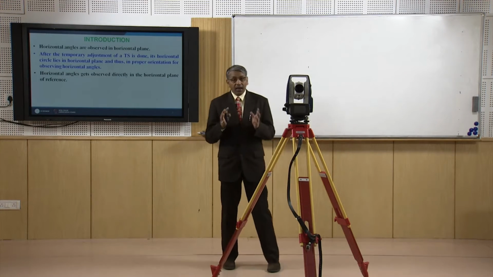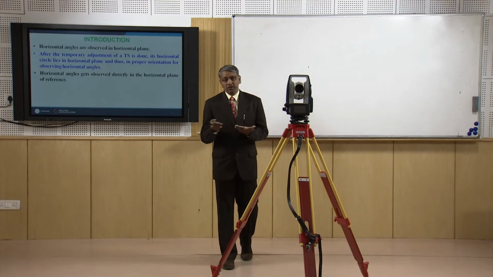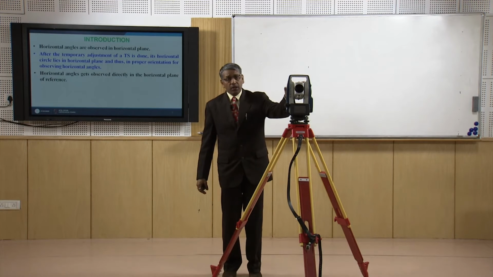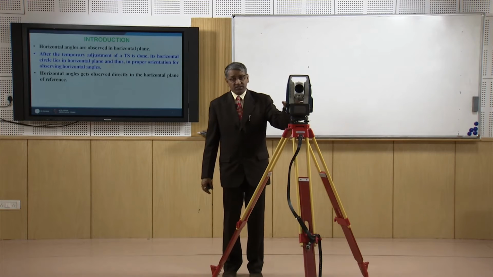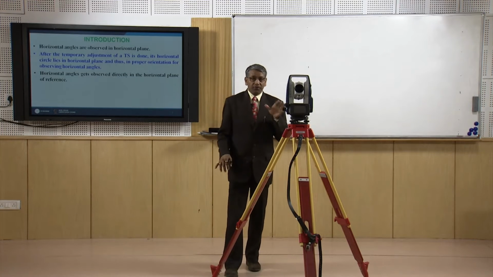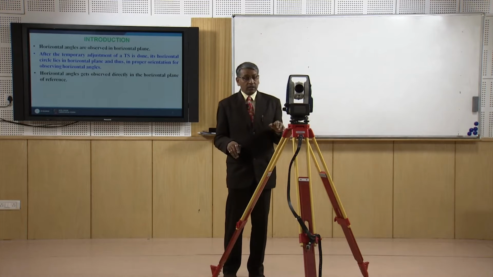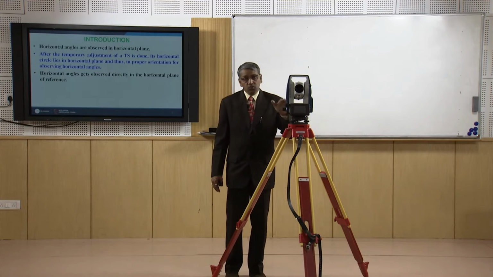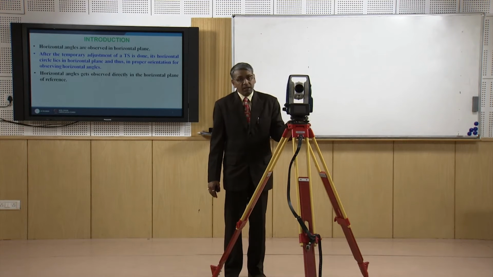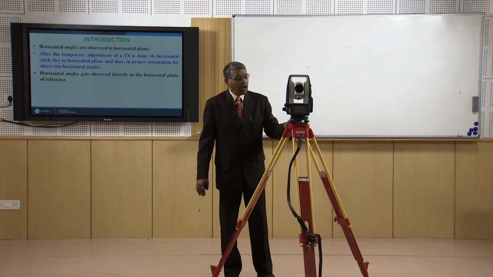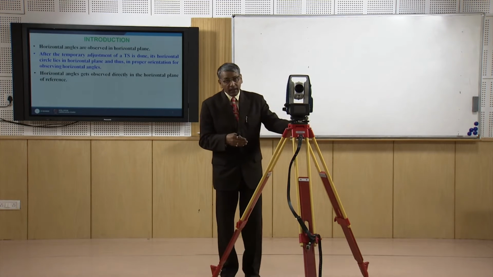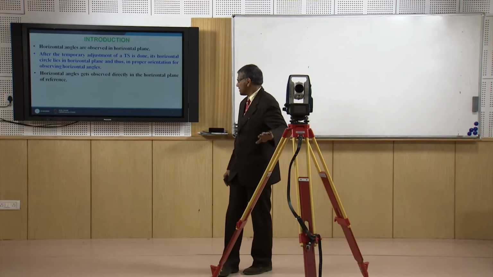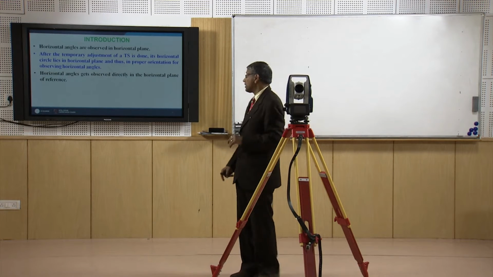Now horizontal angles are measured in a horizontal plane. So we have to make this total station properly adjusted before taking any measurement of horizontal angle. Proper adjustment means, as we have already discussed, first approximate leveling, then fine leveling along with centering, followed by the sighting of the object. That is to be done before we go for any horizontal angle measurement.